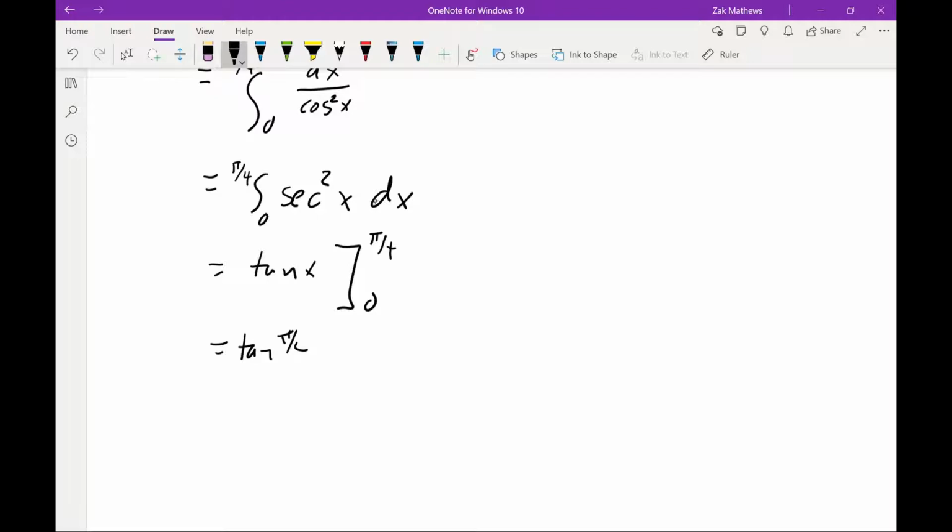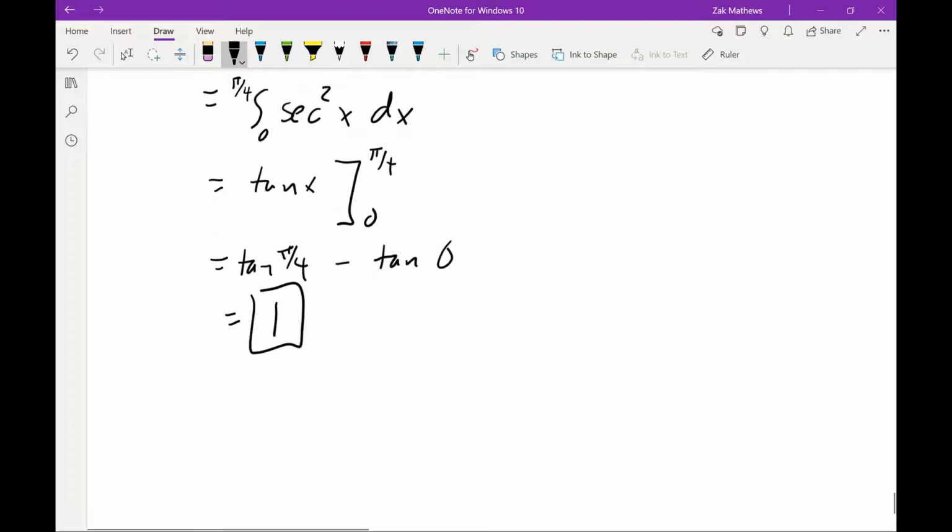Just to finish out the problem, I'm going to plug in my pi over 4, and my 0. Tangent of pi over 4 is 1, tangent of 0 is 0, so there's my answer.